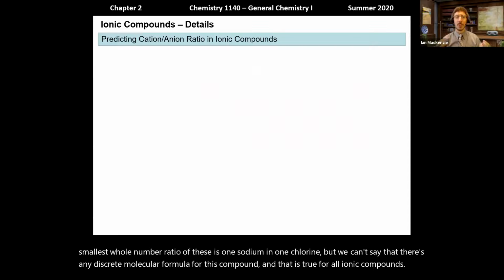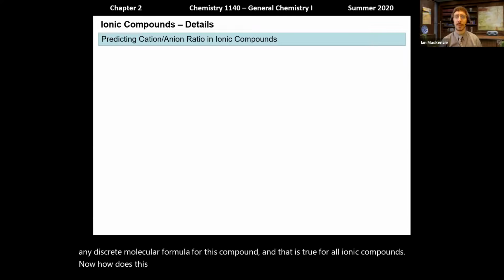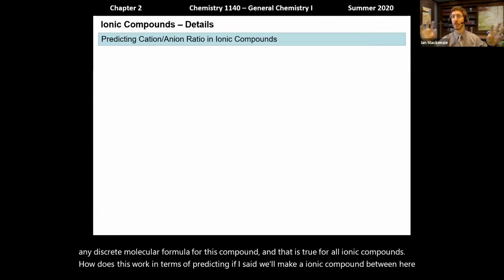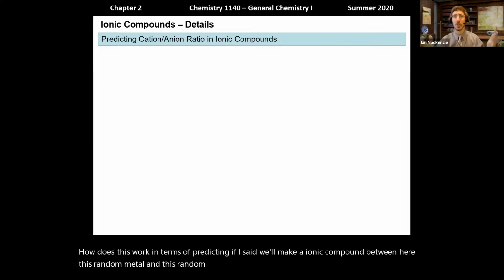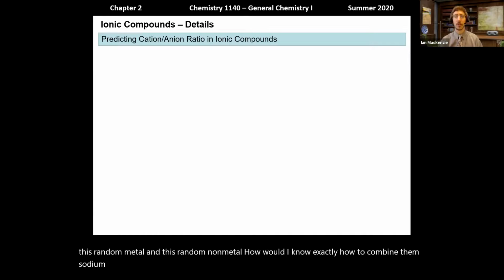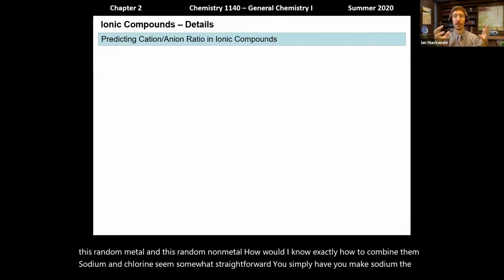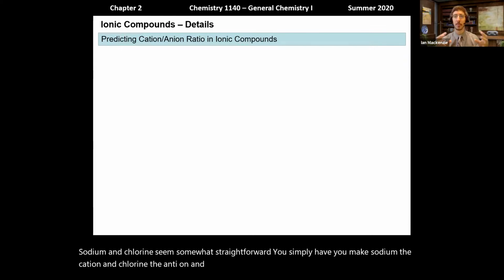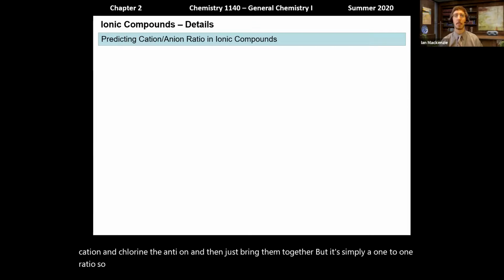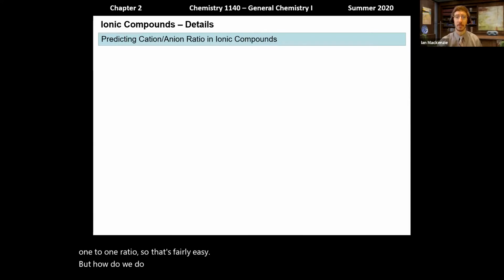Now, how does this work in terms of predicting? If I said, oh, we'll make an ionic compound between this random metal and this random nonmetal, how would I know exactly how to combine them? Sodium and chlorine seem somewhat straightforward. You simply make sodium the cation and chlorine the anion and then just bring them together, but it's simply a 1-to-1 ratio, so that's fairly easy. But how do we do this for other systems?